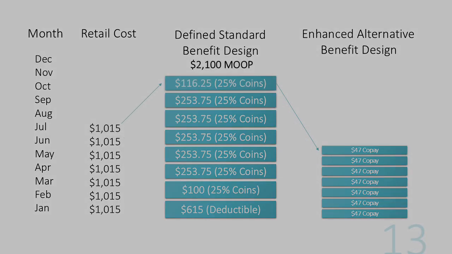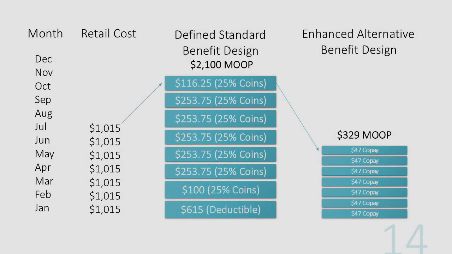In July, the plan applies 25% coinsurance to $460 of the retail cost, or $116.25, to reach the maximum out-of-pocket cap of $2,100. The remainder is applied to the catastrophic coverage phase, in which case, the individual pays zero.